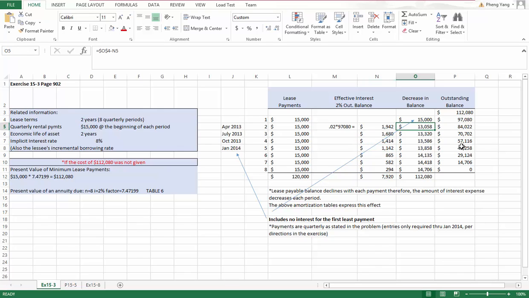So for this cell, I'm taking 15,000 minus the 1,942. For this cell, I'm taking 15,000 minus the 1,680 and so on. And that's how I get all these decreases in the balances. Okay. So that's my amortization table. What I'm going to go in here and do is take this and put these numbers in so that you know where we're getting them from.